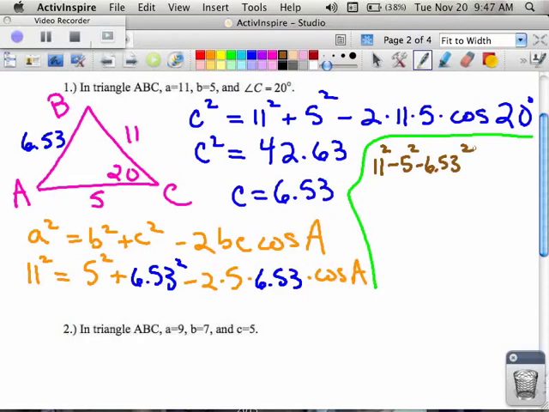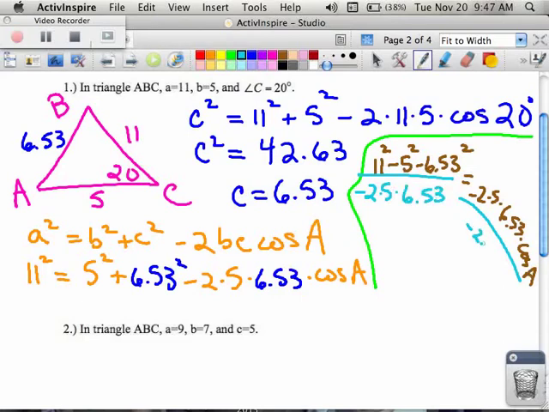So I'm just going to write that down. I still have negative 2 times 5 times 6.53 times the cosine of A. Sorry, I'm writing down the side, but I'm running out of room. I don't want that stuff in front of the cosine, so what am I going to do? Divide. I divide both sides by whatever's in front of that, so I'm dividing the right side and the left side by negative 2 times 5 times 6.53.